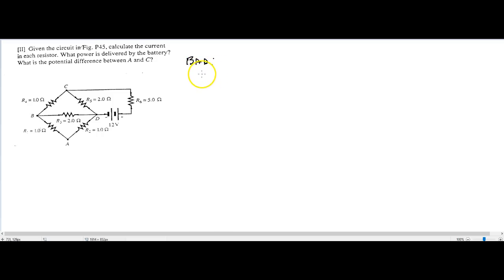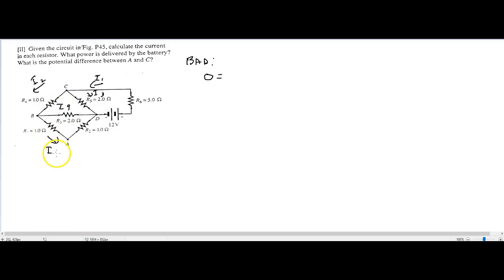In this case, I'm going to say, okay, what's my potential difference? It has got to be 0 because I'm going to go from B to A to D and back to B, right? Now, I need to write down some arrows so that I can keep track of what I'm doing. I'm going to call this one here I1, this one I2, this one I3, this one I4, and this one I5.